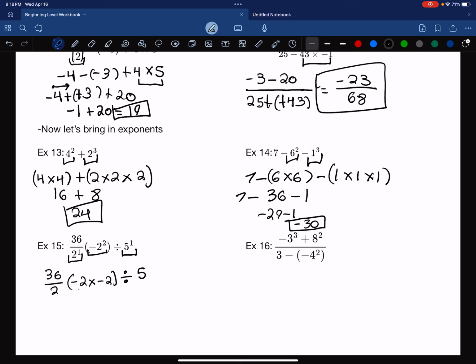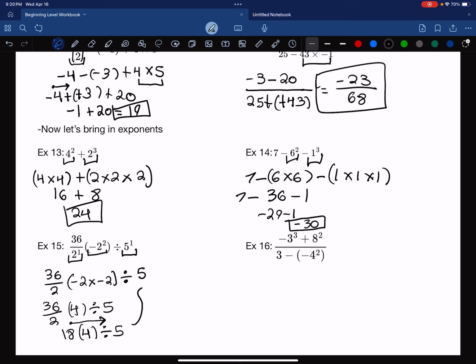So now let's simplify. Let's do 36. Well, actually, never mind. We want to simplify the exponent first, so be careful with that. So we have 36 divided by 2, and then negative 2 times negative 2 is 4, because a negative times a negative is positive. 36 divided by 2 is going to be 18. So we have 18 times 4 divided by 5. Because we're only dealing with multiplication and division, we just work from left to right. So 18 times 4 is 72.